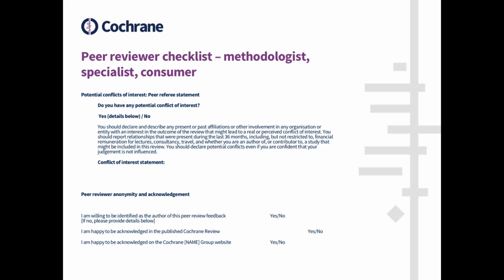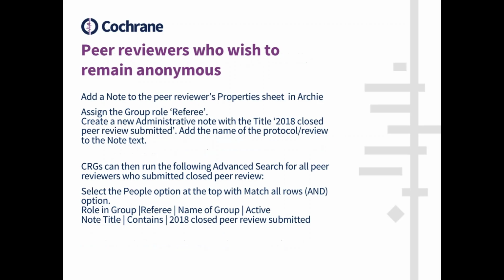If a peer reviewer wishes to remain anonymous to the review authors, then they must indicate this on the feedback form. And we have now a suggested process for documenting when peer reviewers wish to remain anonymous. Hopefully, this isn't going to be a frequent event, and this is just a suggestion. So what we've suggested is that you can use the notes field in Archie. And to do this, you add a note to that peer reviewer's properties sheet in Archie.